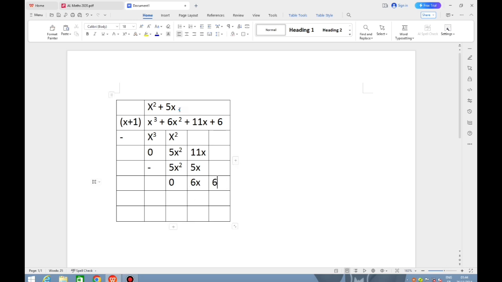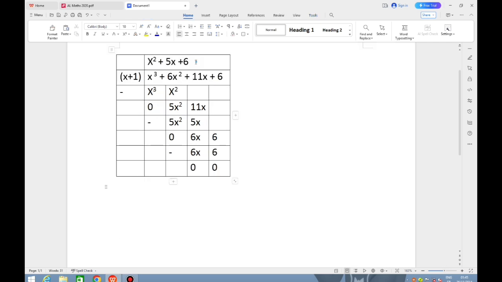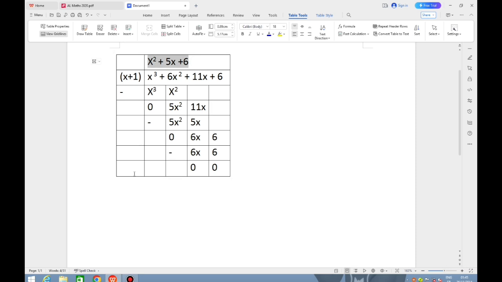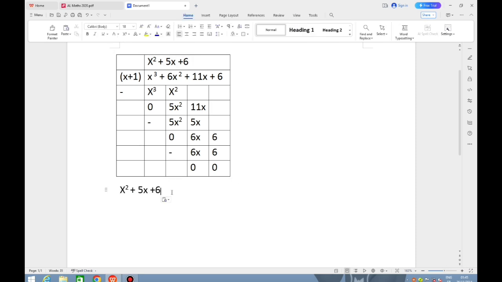6x divided by x is 6, and 6 times x is 6x. 6 times 1 is 6, and when we do the subtraction, it ends 0, 0. Normally, since x plus 1 is a factor of f of x. Now from here, we continue by considering our quotient, which is x squared plus 5x plus 6. What we have to do now is factorize this quotient, and to factorize this, we simply need to look for values which, when we multiply them together, give 6, and when we add them together, give 5.